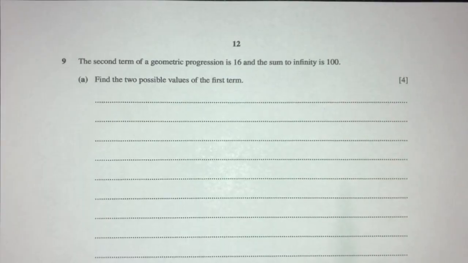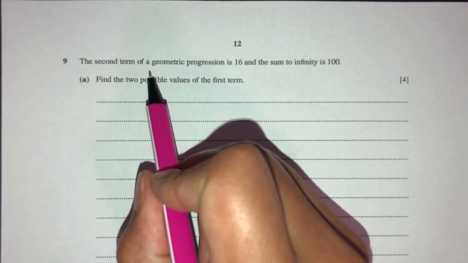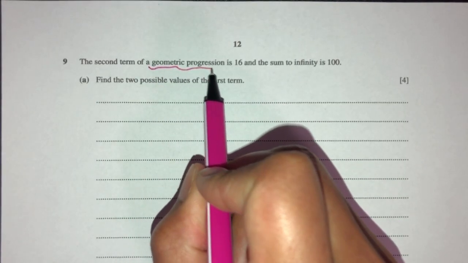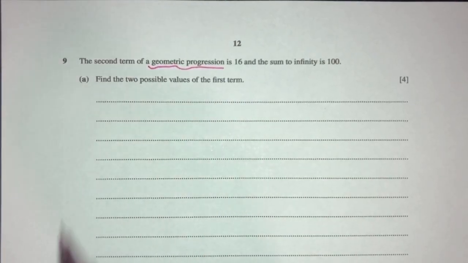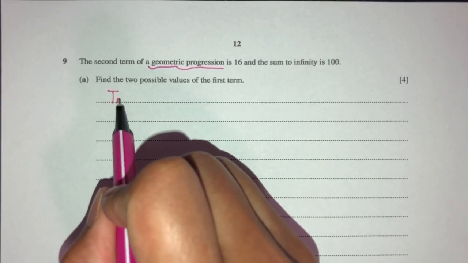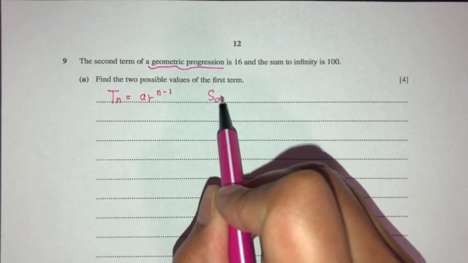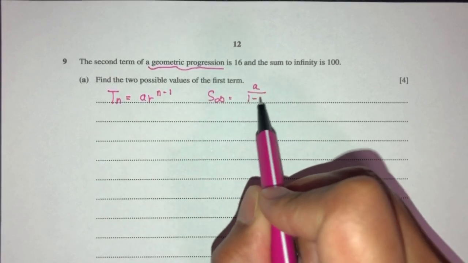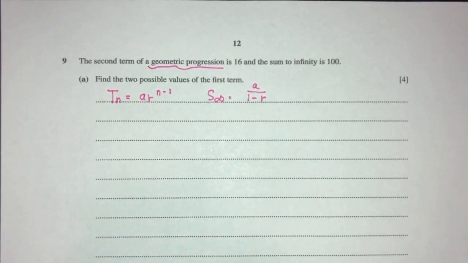Now let's move on to question number 9. The second term of a geometric progression is 16 and the sum to infinity is 100. So first things first, we do know already it is a geometric progression. So once we know this, let's write down the formulas we know for that kind of progression. The nth term is equal to a r^(n-1). For the sum to infinity, that should be a over 1 minus r. So by using that, we can place the values in the equations and form something that we can use.